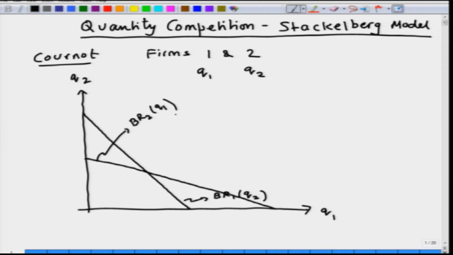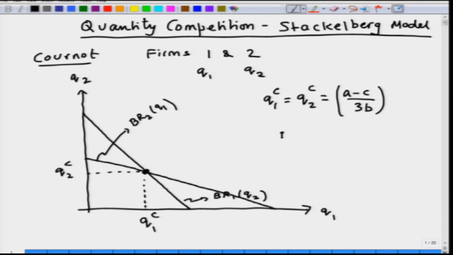So, this was firm 2's best response function as a function of Q1, and the point where the two best response functions intersected was the Cournot output Q1C and Q2C, the Cournot choice of output chosen by both the firms, which have identical marginal cost, which is C. The Cournot output was (A minus C) by 3B, and the Cournot profits of the two firms were (A minus C) whole square by 9B. Okay. So, let us keep this in mind as we solve the sequential move game.